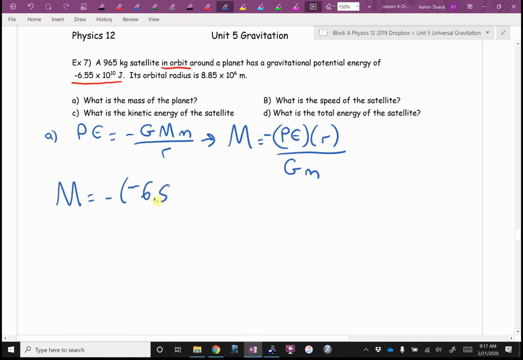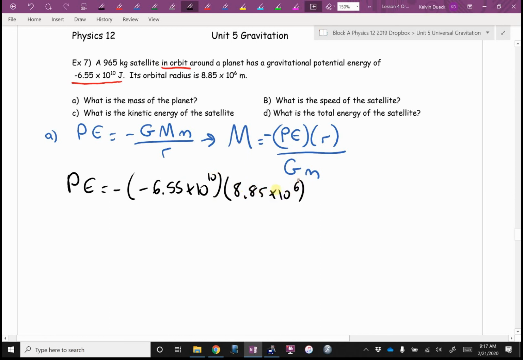Negative 6.5... Change colors. Potential energy is going to be negative 6.55 times 10 to the 10th. Radius is 8.85 times 10 to the 6th. No squaring on that one. 6.67 times 10 to the negative 11. And little m is 965.